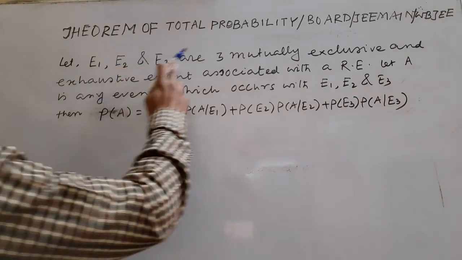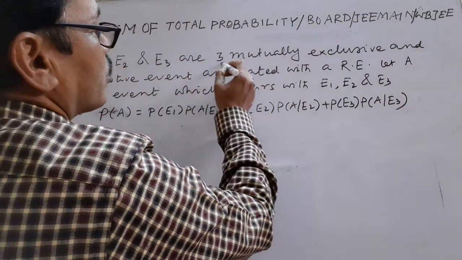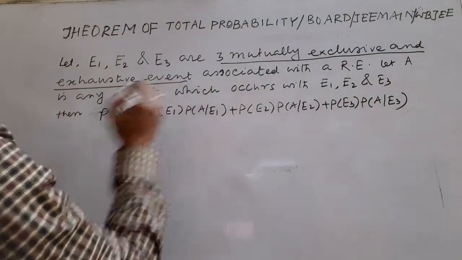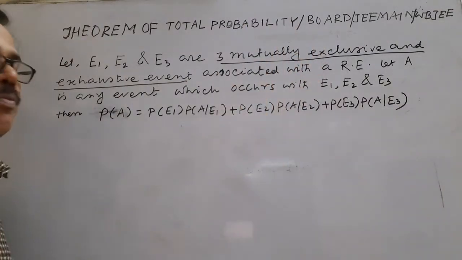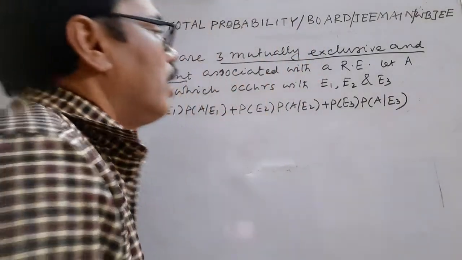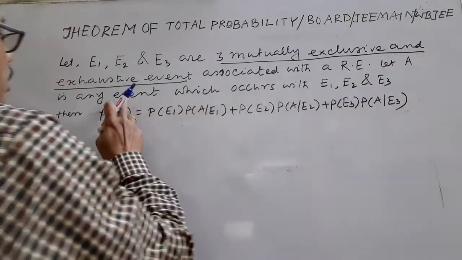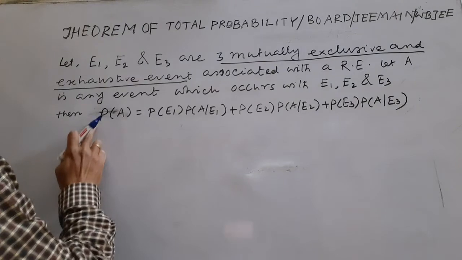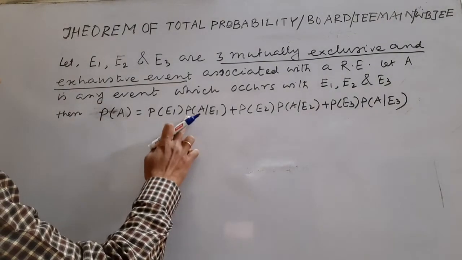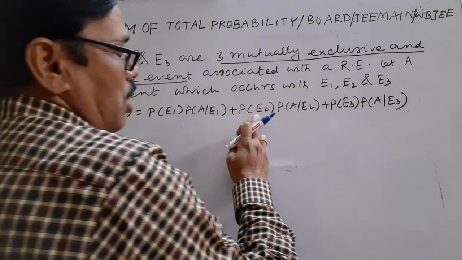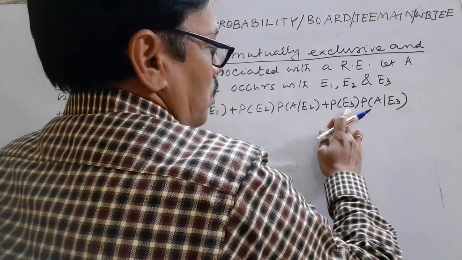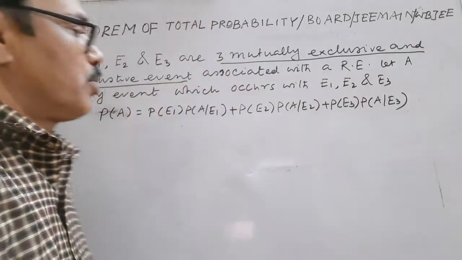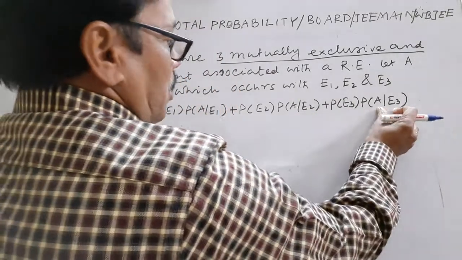Let E1, E2, E3 be three mutually exclusive and exhaustive events associated with a random experiment. Let A be any event which occurs with E1, E2, E3. Then P(A) equals P(E1) into P(A by E1) plus P(E2) into P(A by E2) plus P(E3) into P(A by E3). So this is conditional probability.